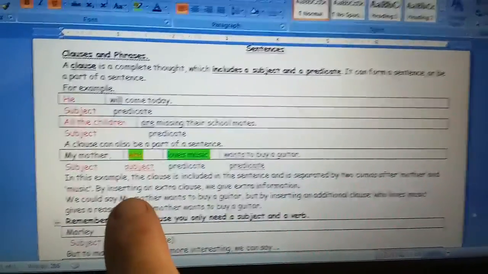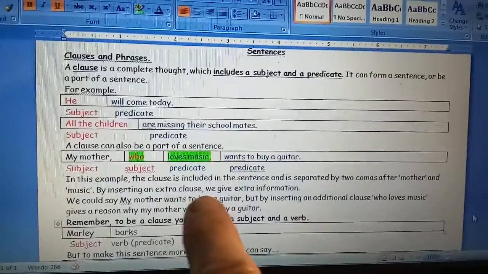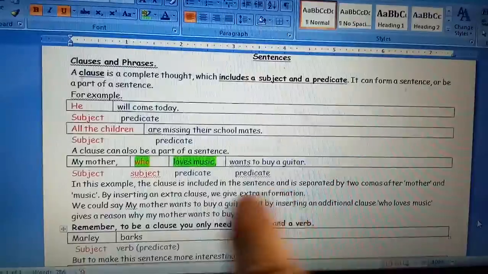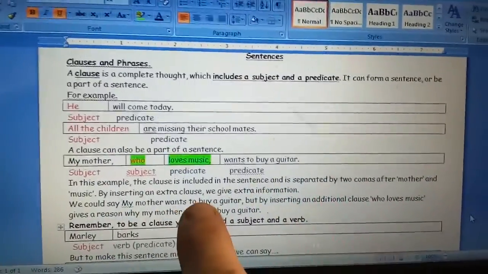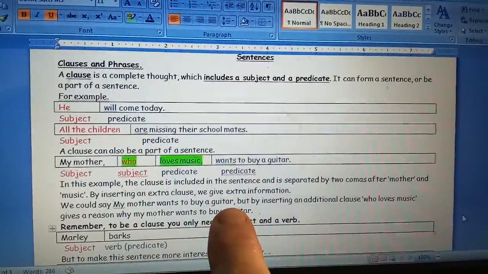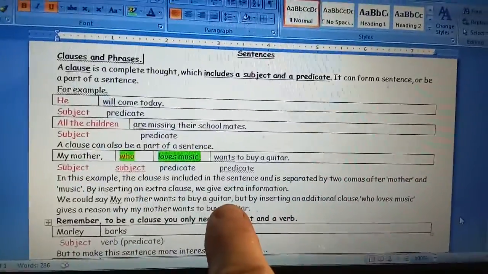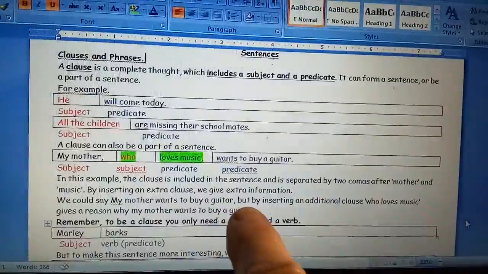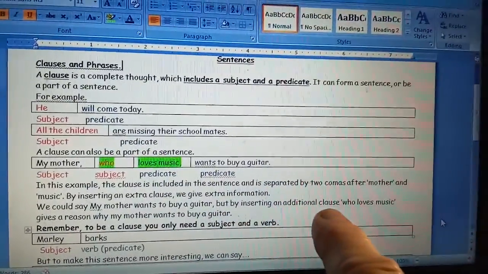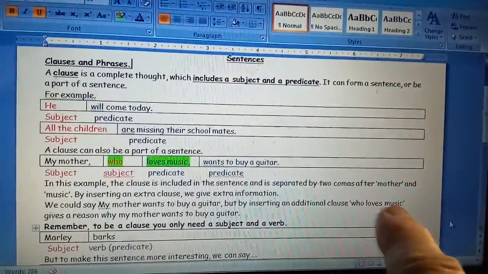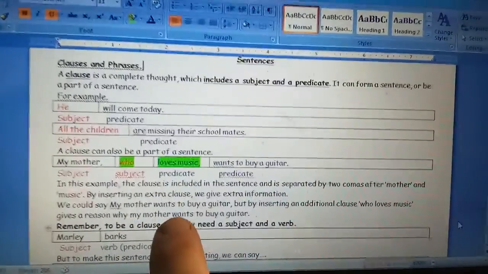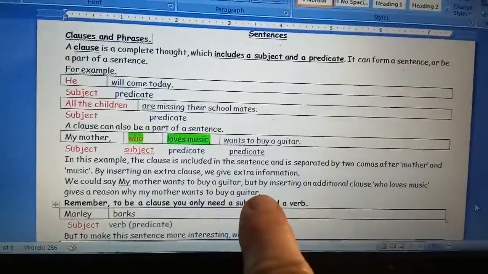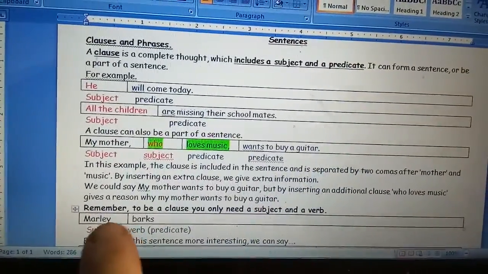So by inserting an extra clause, we give extra information. It makes the sentence more interesting. We could say, my mother wants to buy a guitar. And then we could say, my mother loves music. But that's kind of boring. So by inserting an additional clause, who loves music, it gives a reason why my mother wants to buy a guitar. Okay, here's another example.